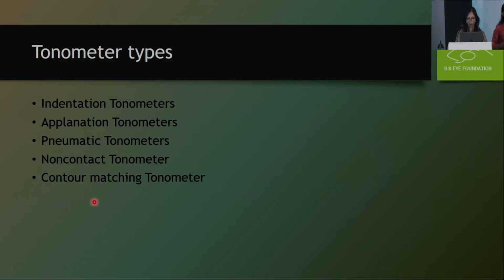Next, we move on to the tonometer types. The tonometer types we have, you all know, you'd get it in the books, internet, everywhere: indentation tonometer, applanation tonometer, pneumatic tonometer, non-contact, and contour matching tonometer. If I move any further, we would concentrate on the applanation tonometer. That's still the gold standard for intraocular pressure measurement.